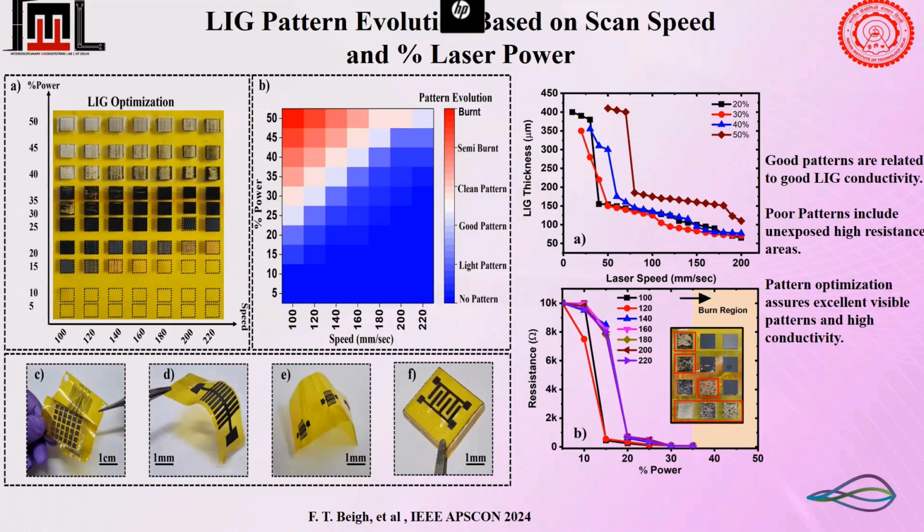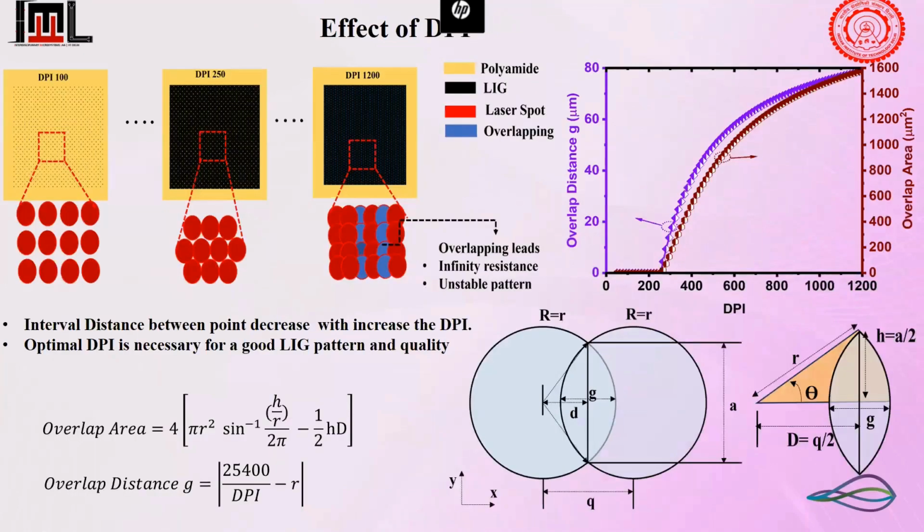So the optimal range for our work, initially we found, is 100 for the speed, 100 millimeters per second, while the power is 20% of the machine that we have used. And these are the clear patterns that we have created using this optimized scheme. But we didn't stop here.